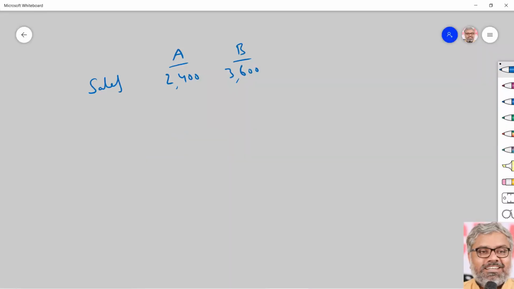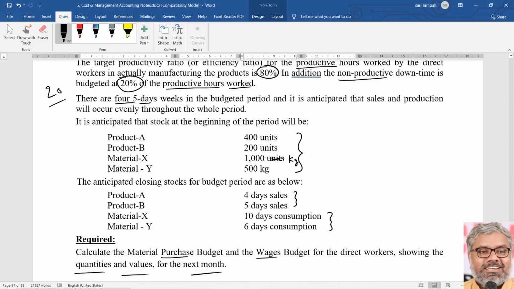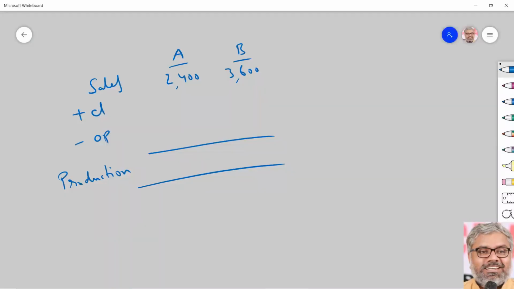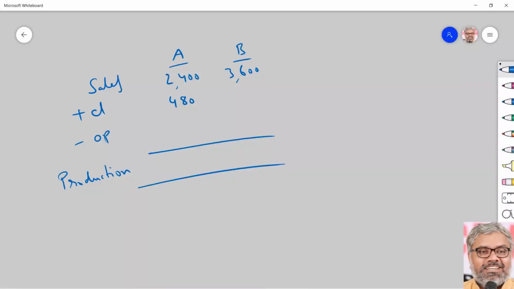As usual, we have to add the closing stock and deduct opening stock of finished goods in order to get production. So closing stock, how much he has given? He has not given in numbers. What he said is, for product A, 4 days sales. 2,400 is how many days sales? Number of days here is 20. So if 2,400 is for 20 days sales, how much will be for 4 days sales? So that means 480. Same way, if 3,600 is for 20 days sales, how much will be for 4 days sales? Oh, sorry, material B is not 4 days sales. It is 5 days sales.